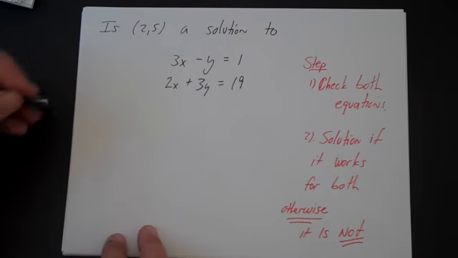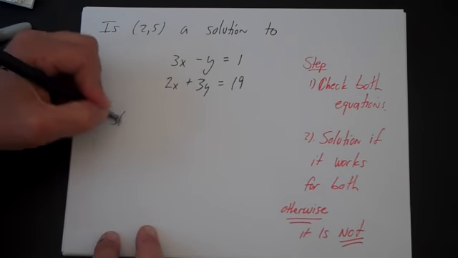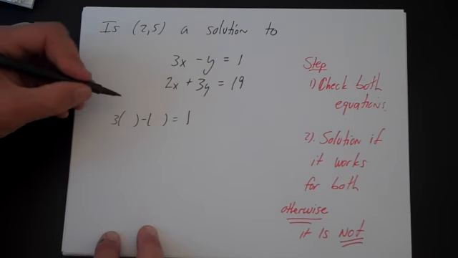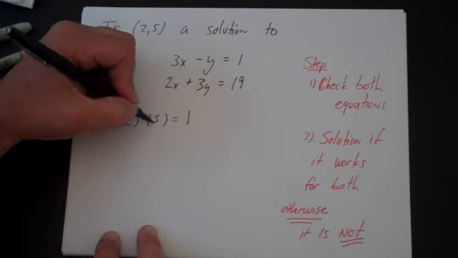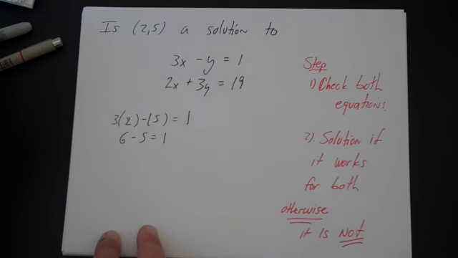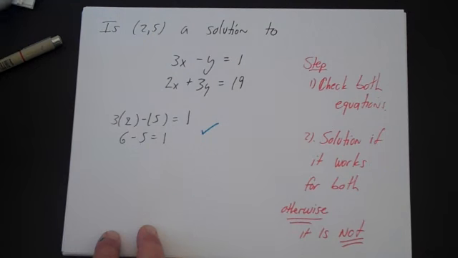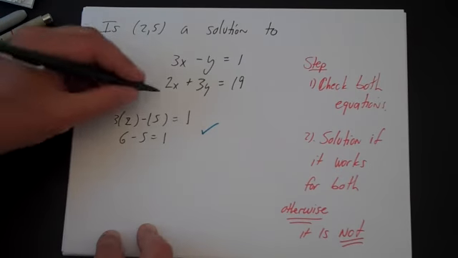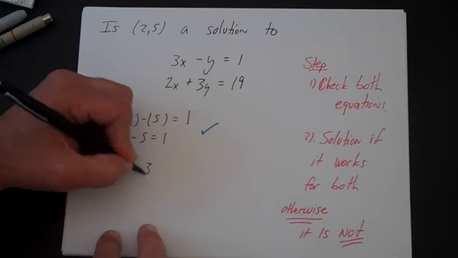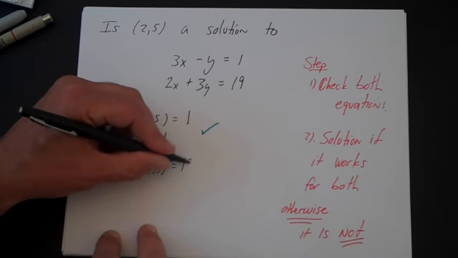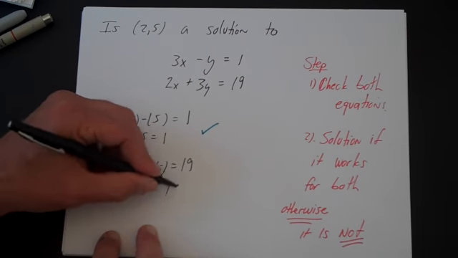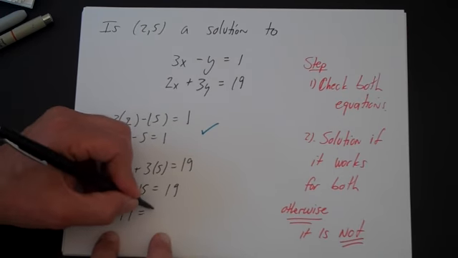So let's just plug them in and see. So you have 3x minus y is equal to 1. So that's 3. You put a 2 in there and a 5 in there. So you get 6 minus 5 is 1, and 6 minus 5 does equal 1, so that works. So now you're going to plug it into the second one, so that's 2 times 2 plus 3 times 5 is 19. That's 4 plus 15 is 19. 4 plus 15, that one works.